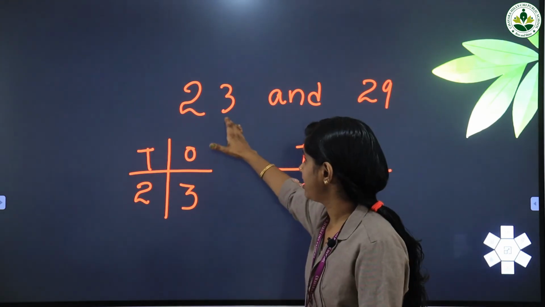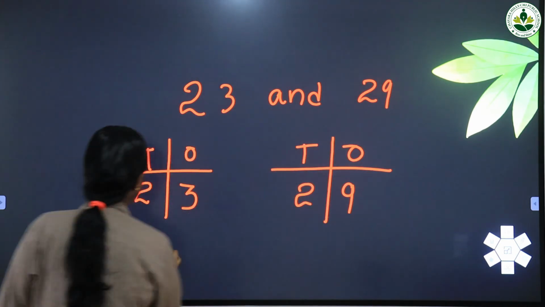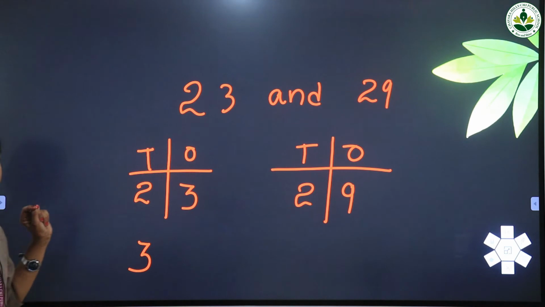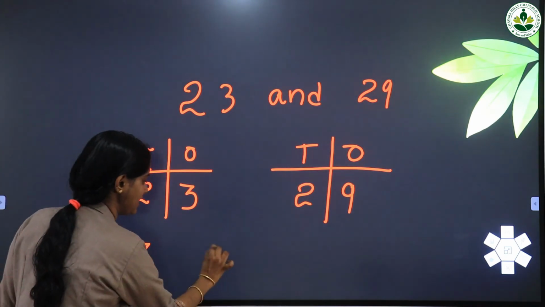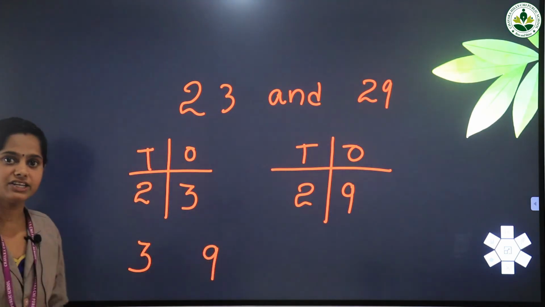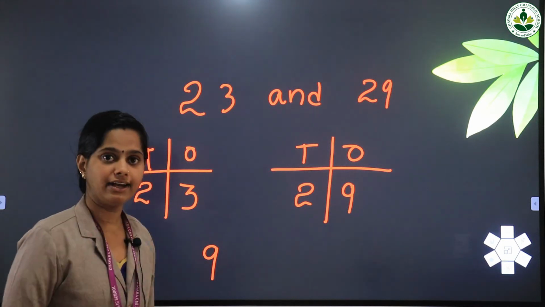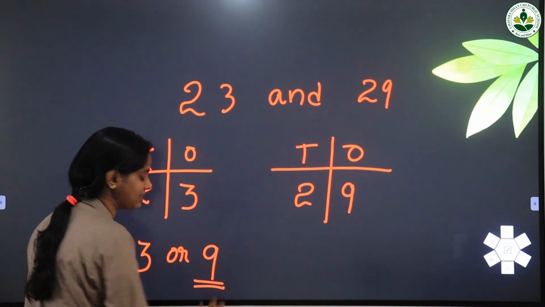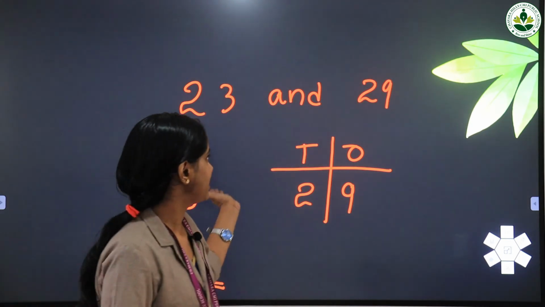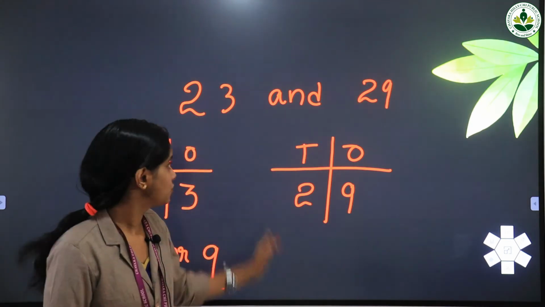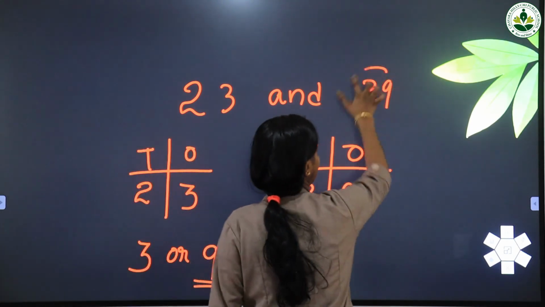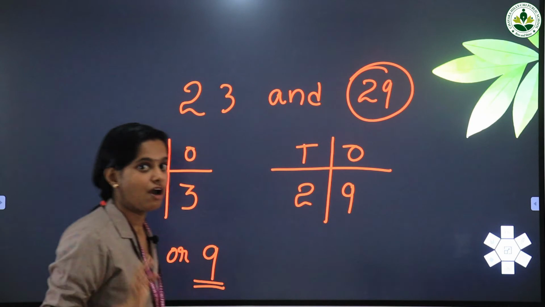Compare the digits in the ones place. In 23, the digit in the ones place is 3, and in 29, the digit in the ones place is 9. So which is the greater number? 3 or 9? We know that 9 is bigger. So we can say that 29 is the bigger number.